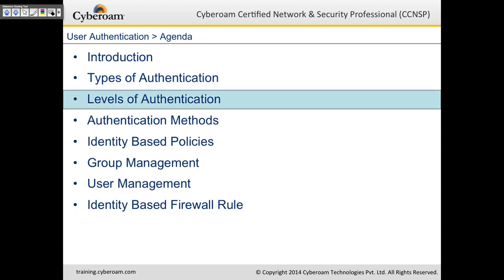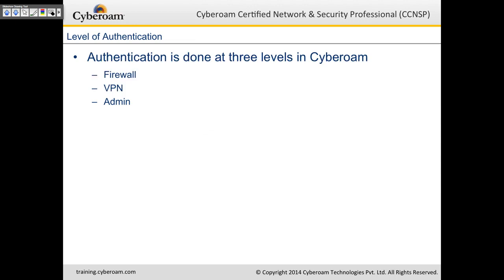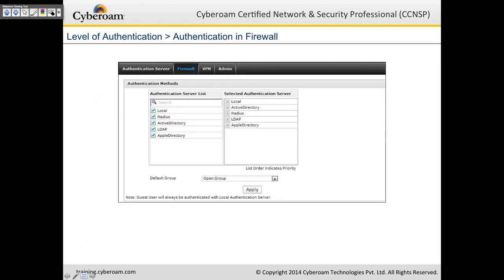So let's have a look at the different levels of authentication. Authentication is done at three levels at Cyberoam: at the firewall level, at the VPN level, and at the admin level as well. At the firewall level, you can see in this particular screenshot you've added multiple authentication servers: one is local, Active Directory, Radius, LDAP, and Apple Directory. This series of external authentication servers can act as a failover as well.